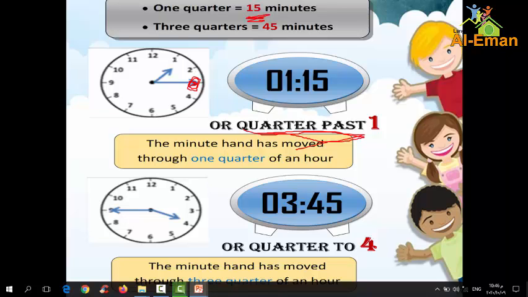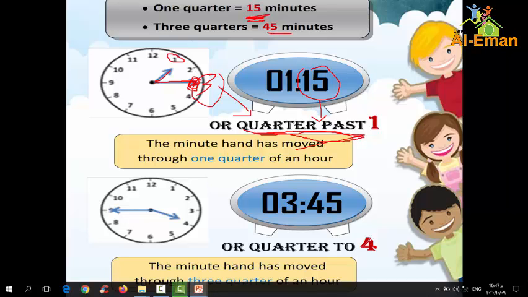So when I ask you what's the time, the short hand points to 1 and the long hand points to 3. So it's quarter past 1. Quarter past means 15 minutes. In a digital clock, 15 minutes means quarter past. In an analog clock, the long hand pointing to 3 means quarter past.